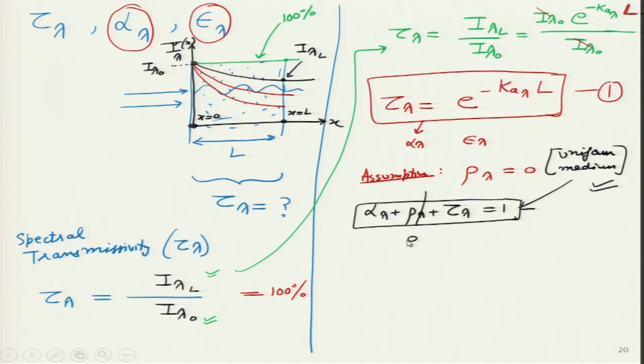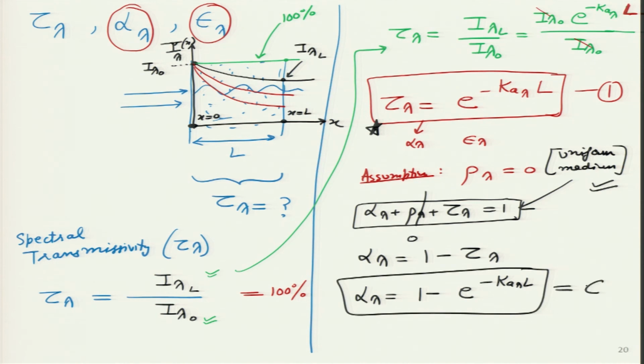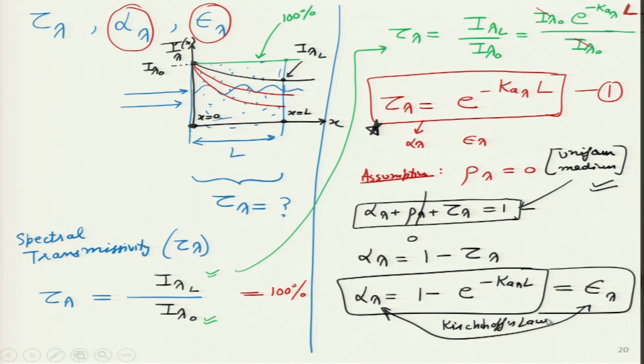So, when rho equals 0, then what is the value of alpha we get? Alpha is simply 1 minus tau lambda. Tau we have from here, black star over there. So, alpha lambda turns out to be 1 minus e raised to power minus k a lambda L, and this is the same as epsilon lambda as well. How? Thanks to Kirchhoff. Kirchhoff's law tells me that both these quantities I can write as the same. Please check the spelling of Kirchhoff, I think double H, Kirchhoff's law. So, this is very interesting.